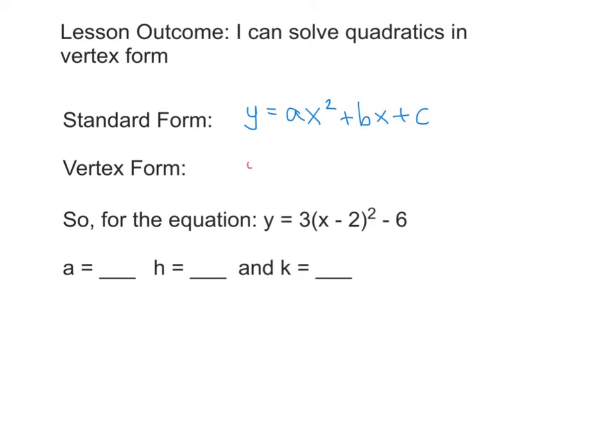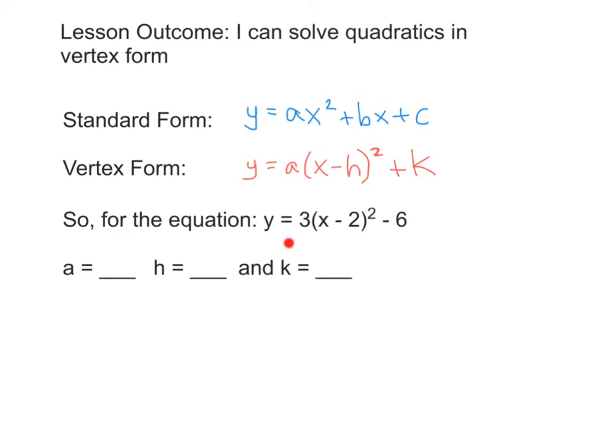Well, vertex form is still going to be y equals, and we're still going to have an a value, but then things get a little different. We have parentheses, and inside the parentheses we have x minus h, close the parentheses, and then square it, and then plus k. So obviously this looks a lot different. And the main thing to notice is that instead of having an x squared term and an x term and a constant term, what we have is a situation with parentheses that are being squared. Okay, so when you see those parentheses, that is a giveaway that we have vertex form.